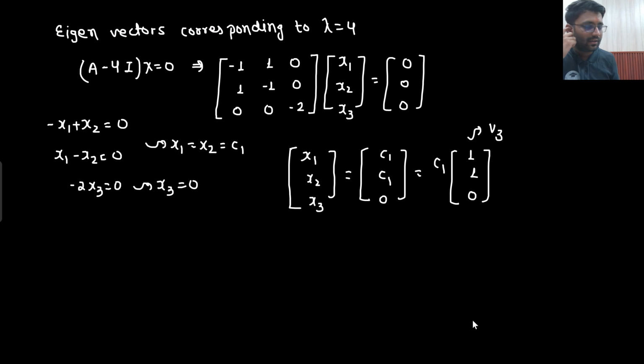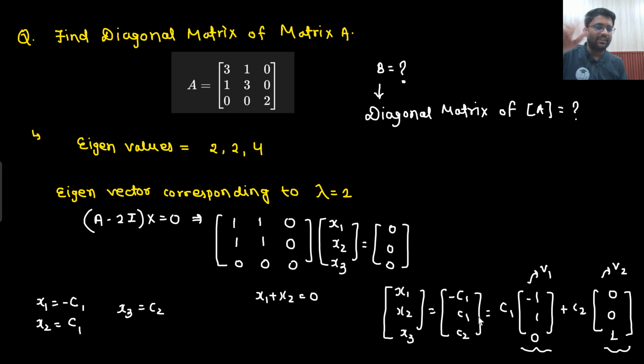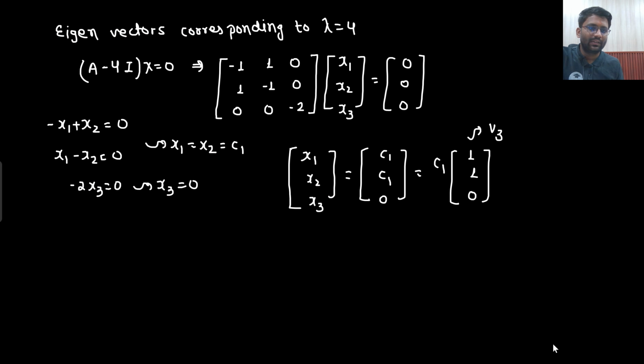Now, what is the procedure? Matrix A was given, we find out the eigenvalues. With respect to all the eigenvalues, we find out the eigenvectors: v1, v2, v3. Now we will make a matrix P whose columns are v1, v2 and v3. There you go.